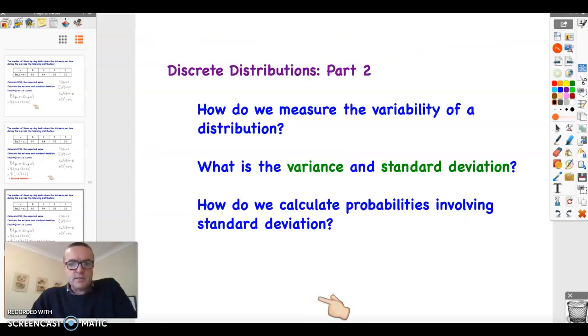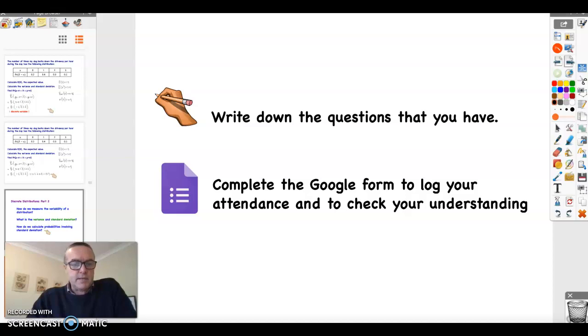It completes this lesson. We've talked about what it means to measure the variability of a distribution. We can use the variance or the standard deviation to measure that variability. The larger the variance or standard deviation, the more variable the random variable will be. And we've seen how in a typical exam type of question you can calculate probabilities that involve standard deviation. So that completes our lesson.